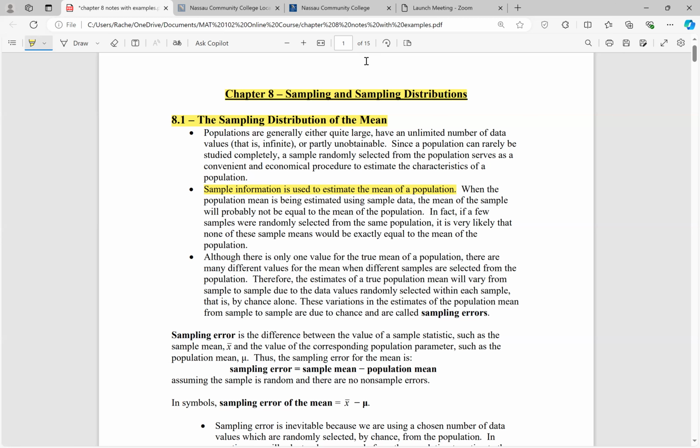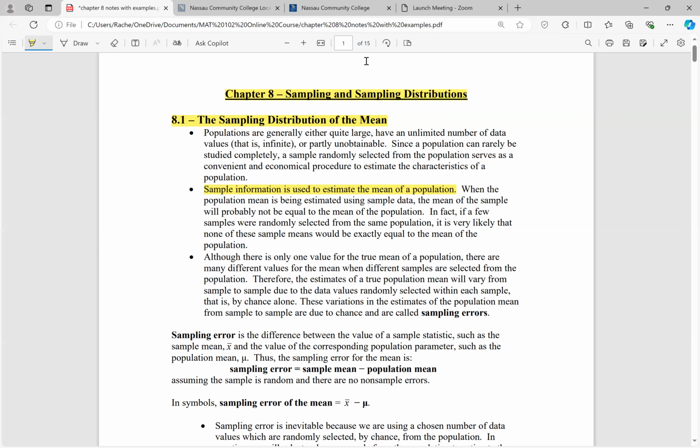Actually, if we were to keep taking samples of the same sample size from the same population, it's very likely that none of these sample means, none of these X bars, would be exactly equal to the mean of the population, which is mu. So there's only one true value for the mean of a population, for mu. But there's many different sample means that we can get depending on what sample we grab, because remember, samples are random. So whenever we use a sample to calculate the sample mean and use the sample mean as an estimate of mu, most likely they're not going to be the same and there's going to be a difference.